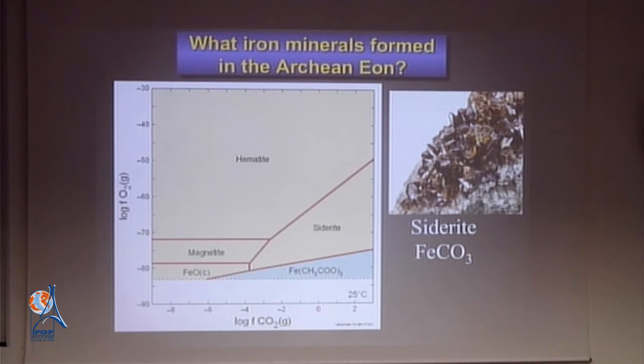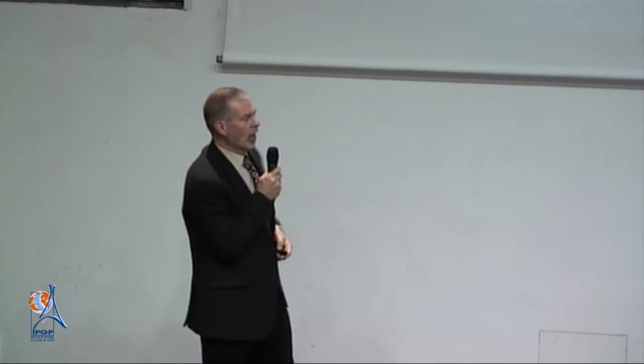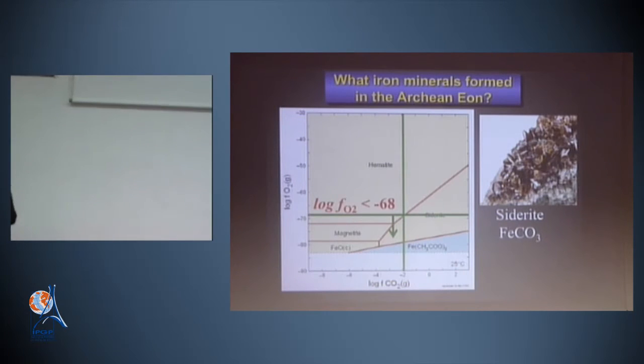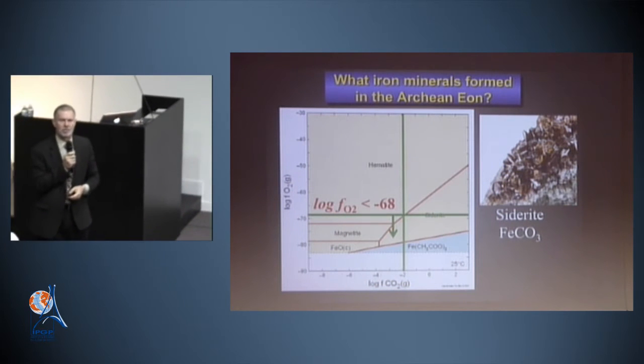Okay, so what would form? Let's look at siderite, the ferrous iron carbonate. There's a phase region at STP here, and in order to form siderite, you have to be in this lower left quadrant, at low enough CO2 and fO2. Basically, you have to be below about 10 to the minus 68. That's fully consistent, we know that siderite was forming in large quantities at this period.